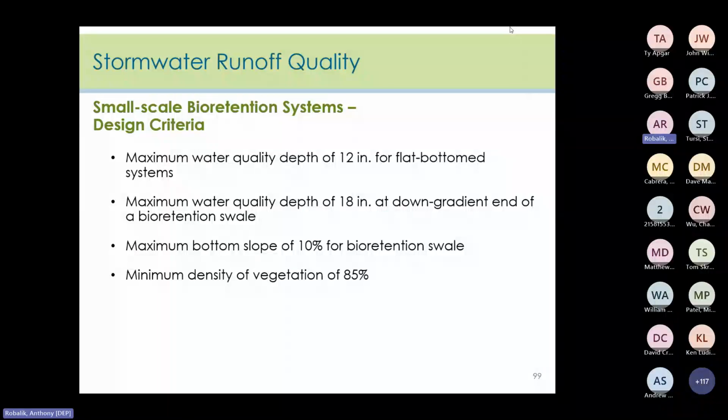Small-scale bioretention systems also have specific requirements in regard to stormwater quality, depth, bottom slope, and density of vegetation. They can all be found in the BMP manual. And the reviewer must make sure that this criteria is met for any bioretention system that is being proposed.